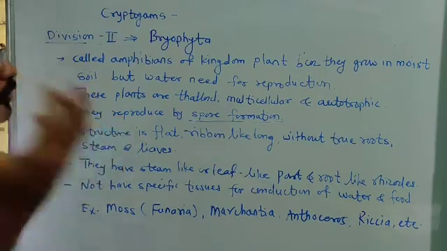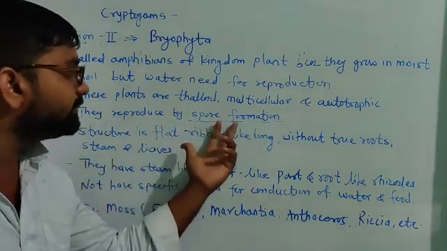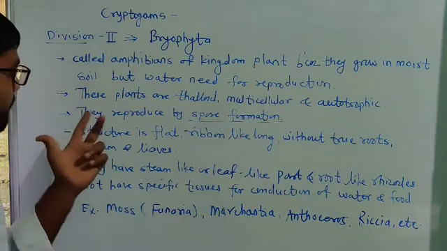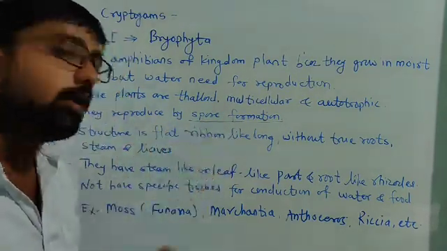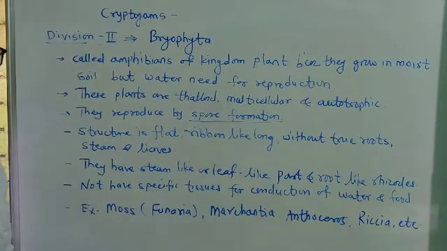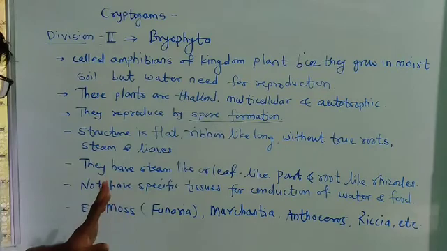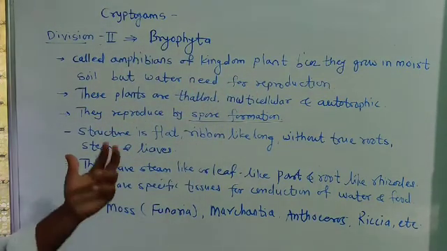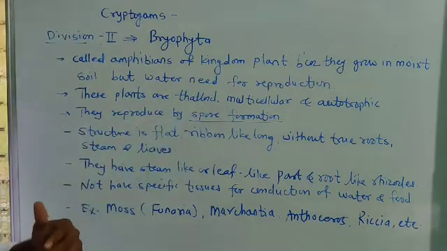That is used for their reproduction. The spore formation takes place there, and through that the reproduction of the plant takes place. So remember, their reproduction takes place by spore formation. Spore formation is an asexual type of reproduction. That will be studied next year, but you have to remember they reproduce simply by spore formation.